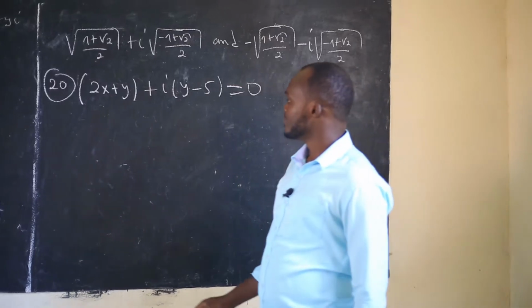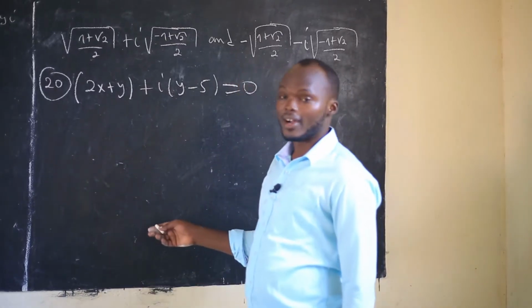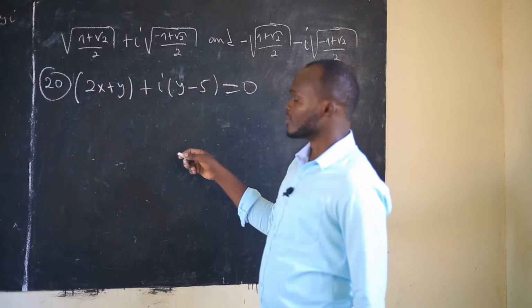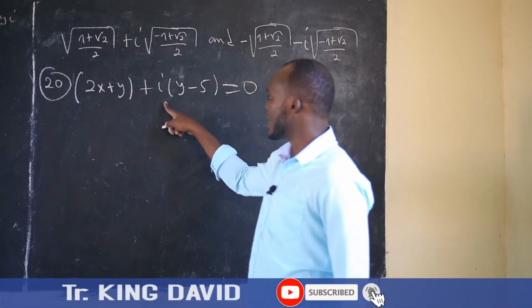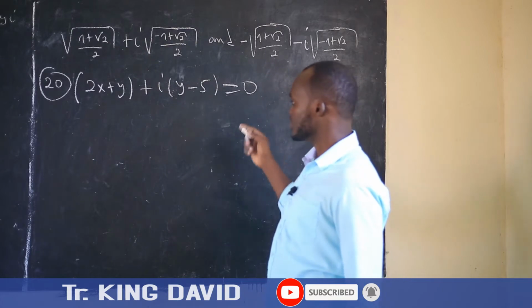Then number 20, they're asking us to find the value of x and y. We're going to find the value of x and the value of y, where 2x plus y plus i into bracket y minus 5 equal to 0.